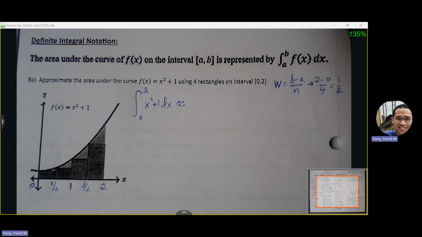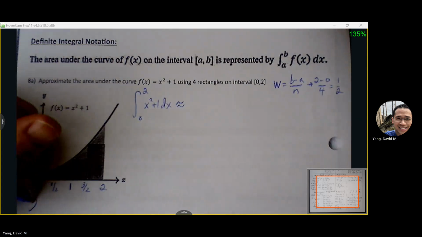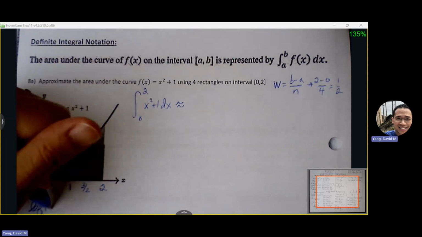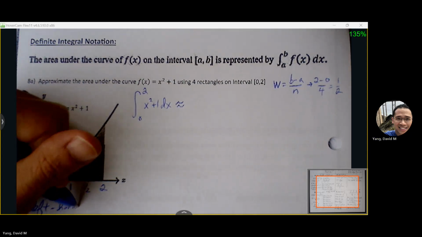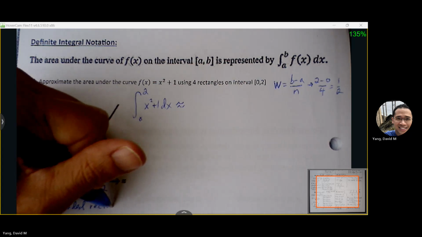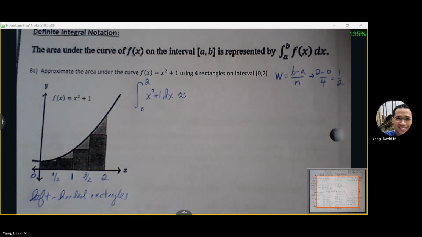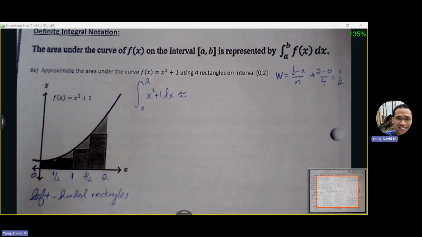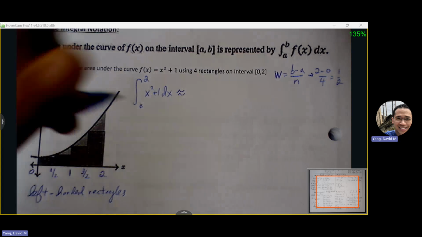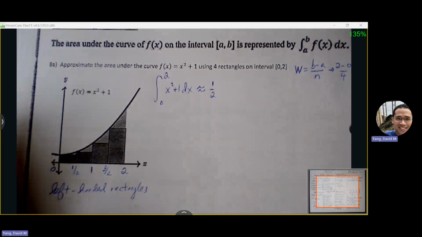Let's do left-handed rectangles. I'm just arbitrarily choosing that. Oh, sorry, this graph is showing left-handed rectangles, or left-sided rectangles. So we're gonna do width times height, right? So the first rectangle, what's the width? 1/2, okay. And then the height, how can we find the height?